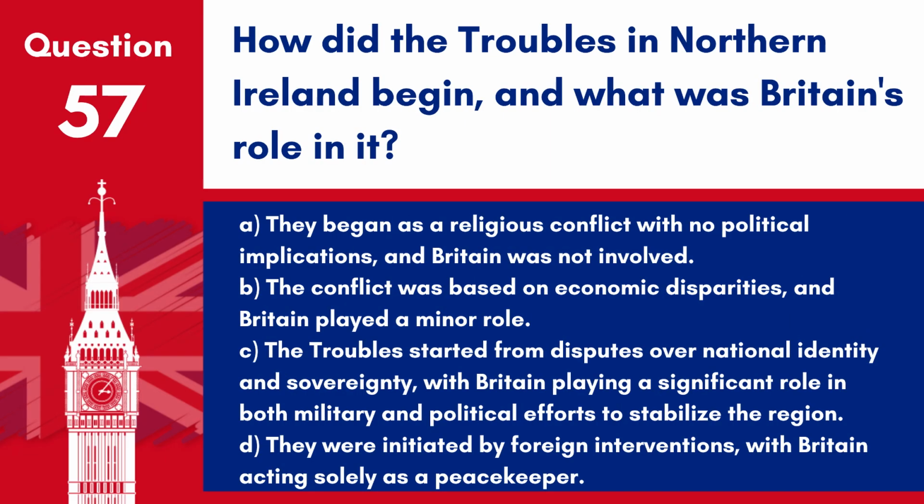Question 57. How did the Troubles in Northern Ireland begin, and what was Britain's role in it? A. They began as a religious conflict with no political implications, and Britain was not involved. B. The conflict was based on economic disparities, and Britain played a minor role. C. The Troubles started from disputes over national identity and sovereignty, with Britain playing a significant role in both military and political efforts to stabilize the region. D. They were initiated by foreign interventions, with Britain acting solely as a peacekeeper.